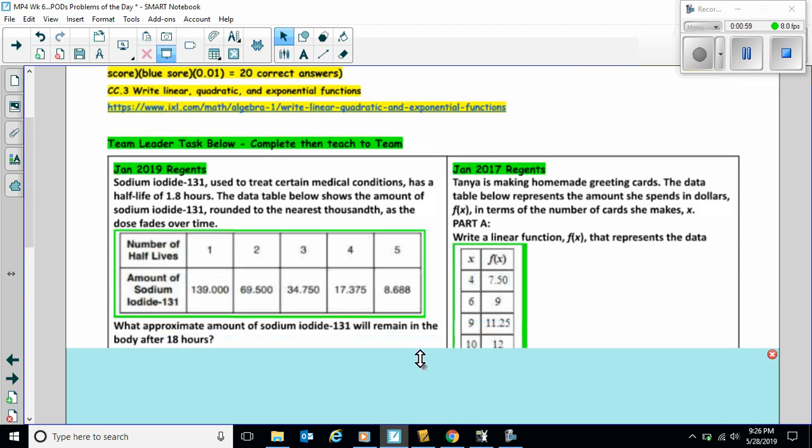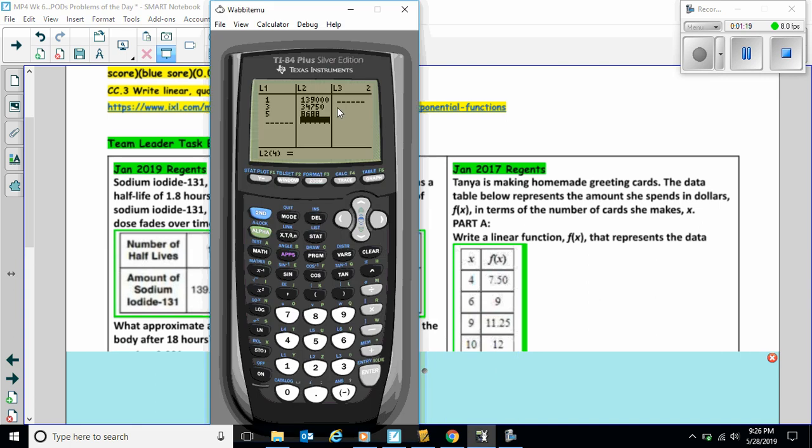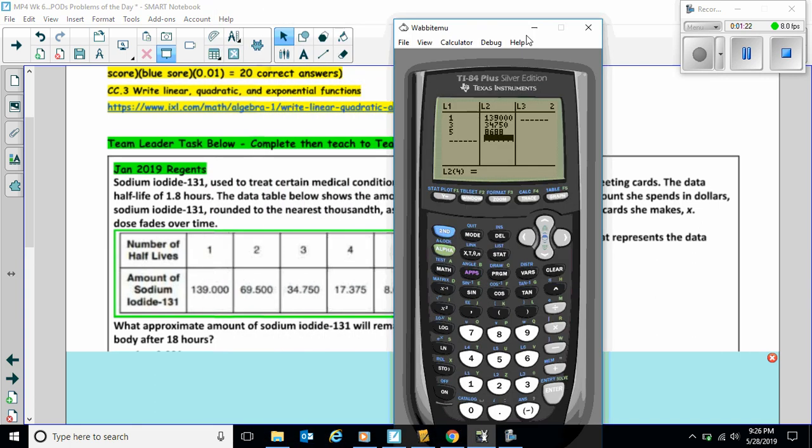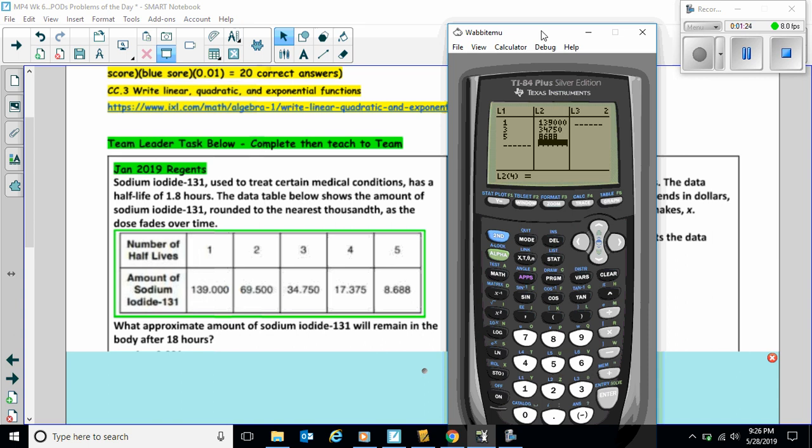So here are the things that we want to consider. It's specifically asking us, after 18 hours, what will remain of the sodium iodide? So the very first thing to consider is this: use the data in the table to create a regression in the stat feature of your calculator. Now remember, we don't need all the points. We just need a point in the beginning, the middle, and the end.